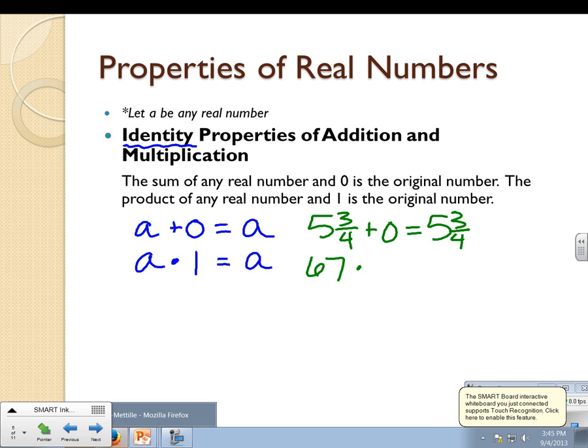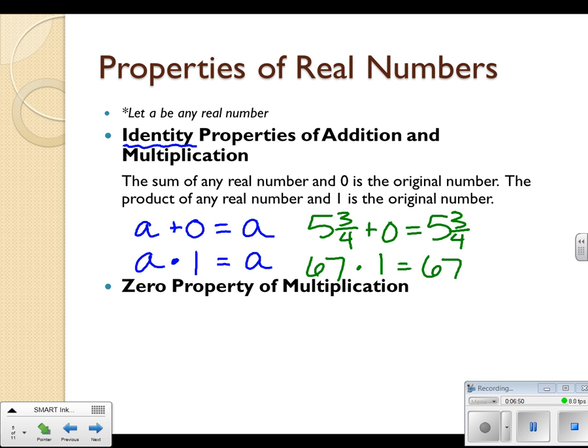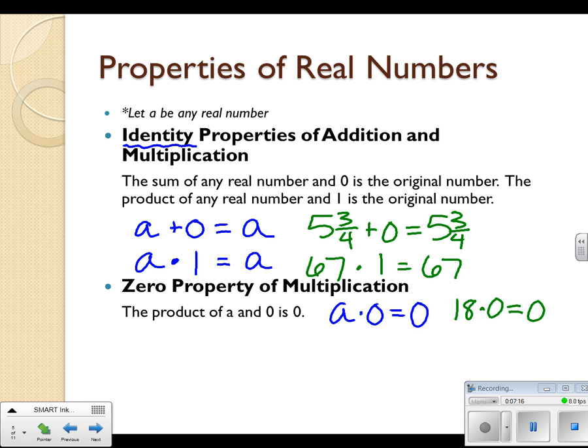There we go. So if I multiply that by 1, that identity stays the same. Okay. Another property we have is the 0 property of multiplication. And this is basically telling us that the product of a real number and 0 is 0. So whenever we take any real number A and we multiply it by 0, it's going to equal 0. Any real number, such as 18 times 0, is going to be 0, no matter what. The product of a real number and 0 is 0. That's the 0 property of multiplication.